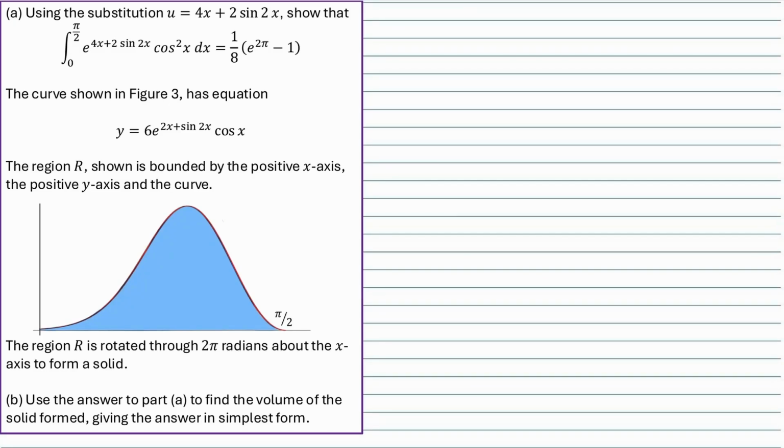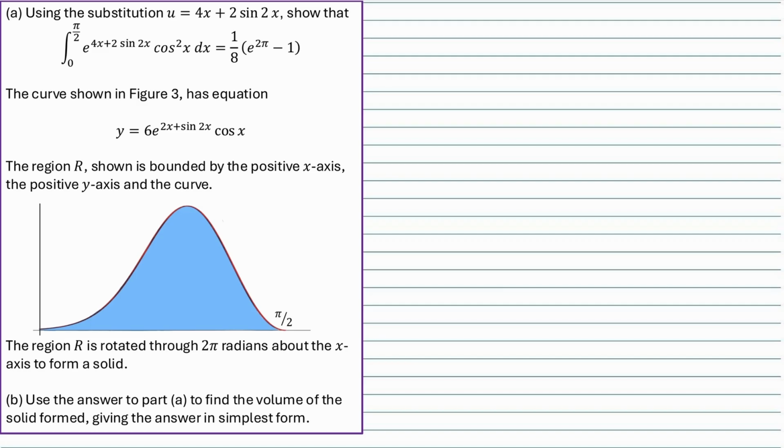Hi everybody. So here we've got a past exam question on integration through substitution and then the volumes of revolution. This would be part of the Core Pure 2 in Further Maths. I encourage you to give this question a go, where in part A, we need to integrate this using substitution to find the equal to this right hand side.